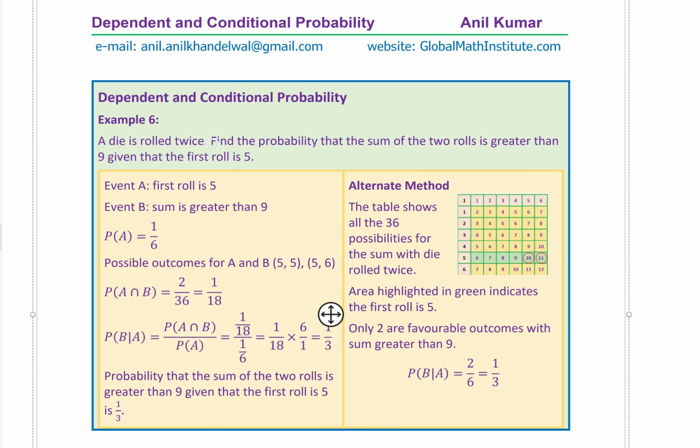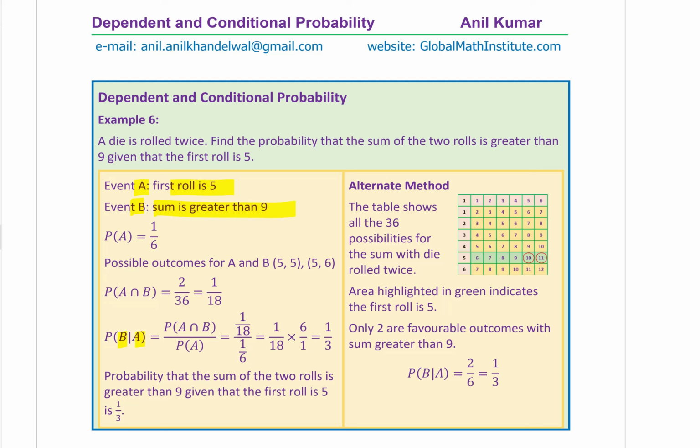A die is rolled twice. Find the probability that the sum of the two rolls is greater than 9 given that the first roll is 5, right? So we're looking for sum greater than 9. So we'll define two events. Event A is that the first roll is 5. Event B, sum is greater than 9, correct? So we need to find the probability of event B when it is known that event A has occurred. That means in the first try you got 5, correct?